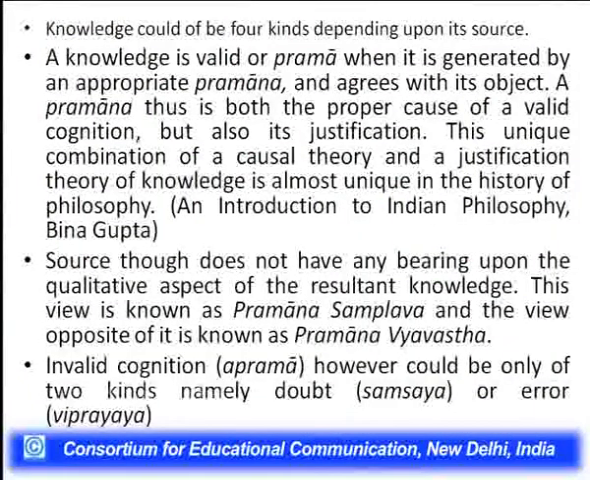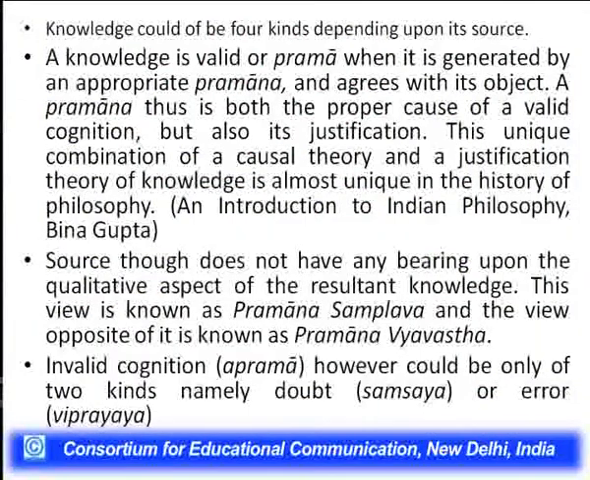So, now further than that, knowledge could be of four kinds, depending upon its source. Knowledge is valid or prama when it is generated by an appropriate pramana. So, it could be of four kinds in the sense that there are four pramanas that Naiyayikas admit, which includes perception, pratyaksha, inference, anumana, and then upamana, and finally shabda or word. So, a knowledge is valid or prama when it is generated by an appropriate pramana and agrees with its object. So, cognition is valid only when it is generated by one of these four pramanas and also truly reflects the nature of the object that it enlightens.